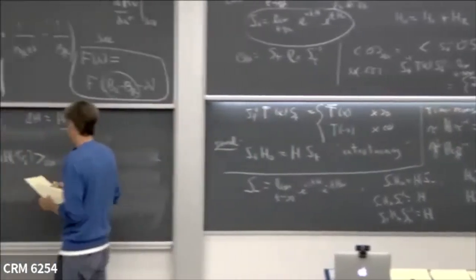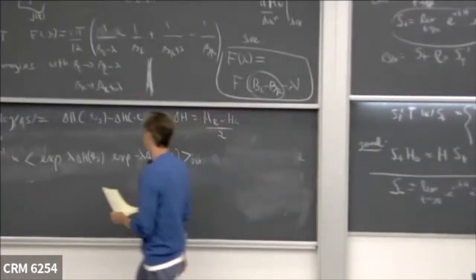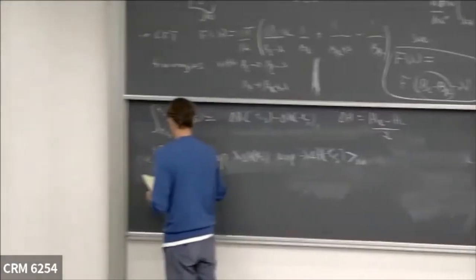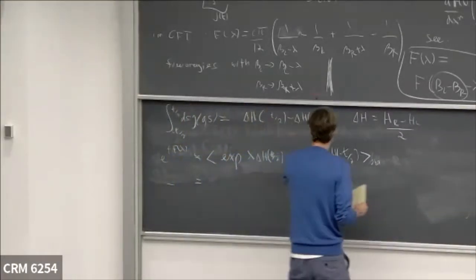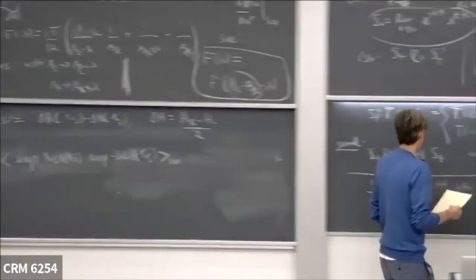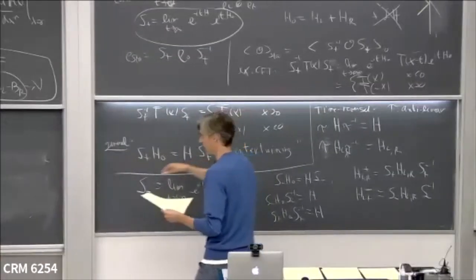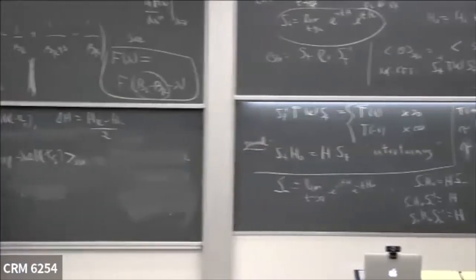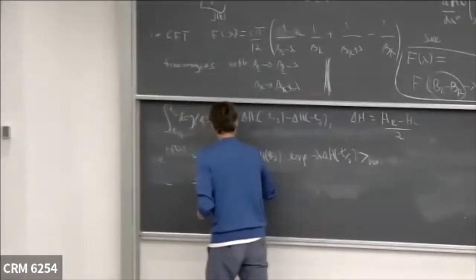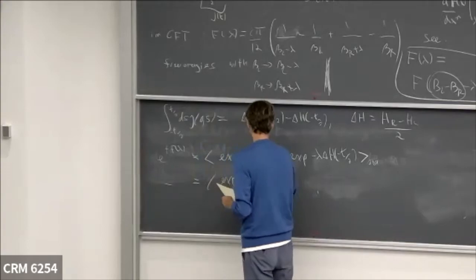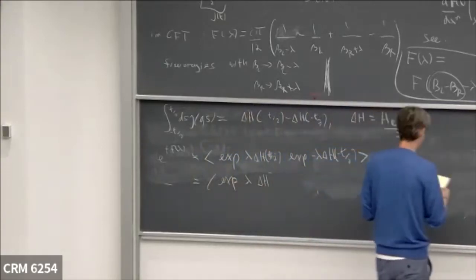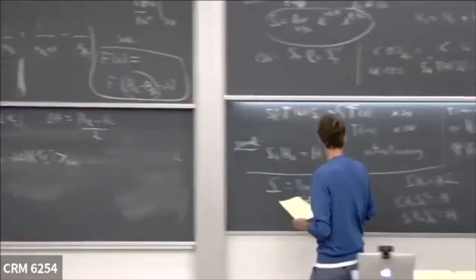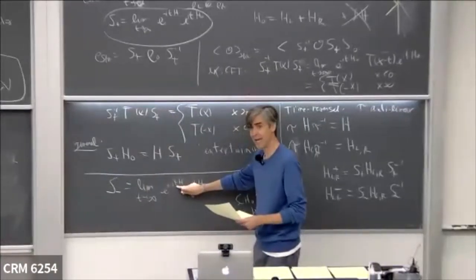Okay, so then it's just a matter of putting things together, right? So this is, okay, I take the large time limit here. So at large time, I can use my S plus and S minus now, so this is the average of the exponential lambda, and now I have delta H minus, because the minus has the e to the I t H there.